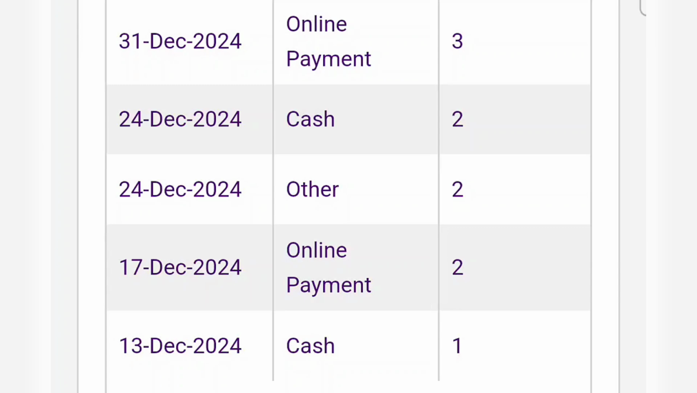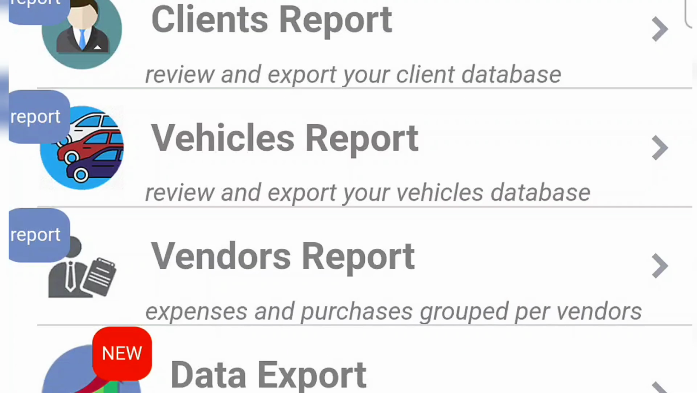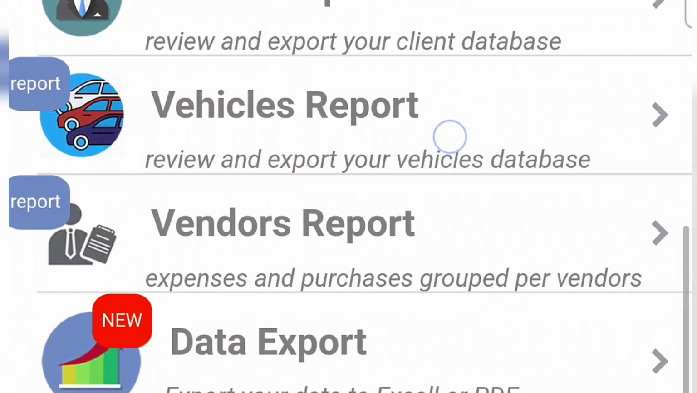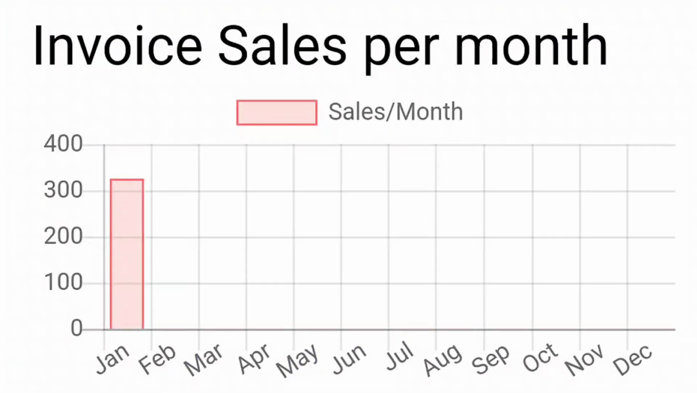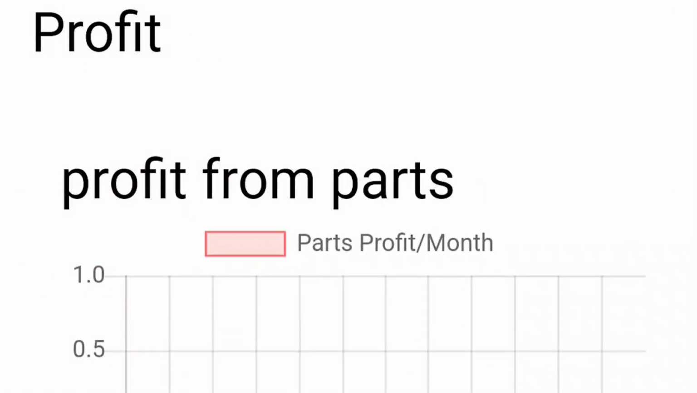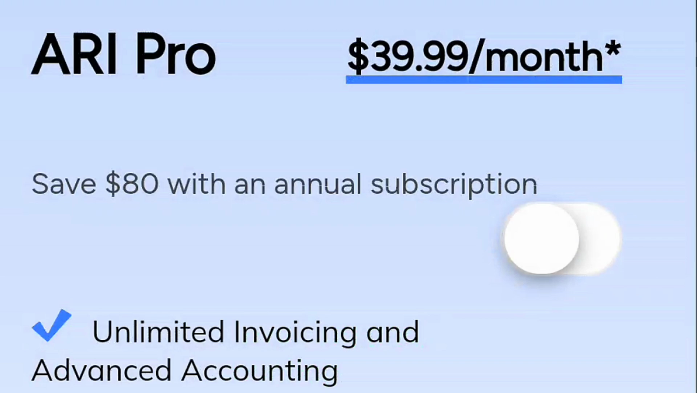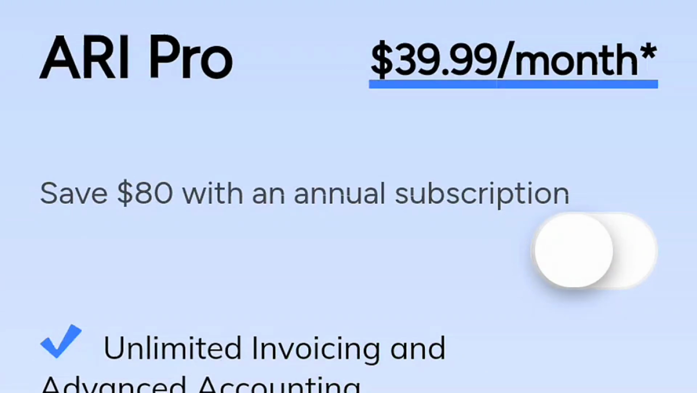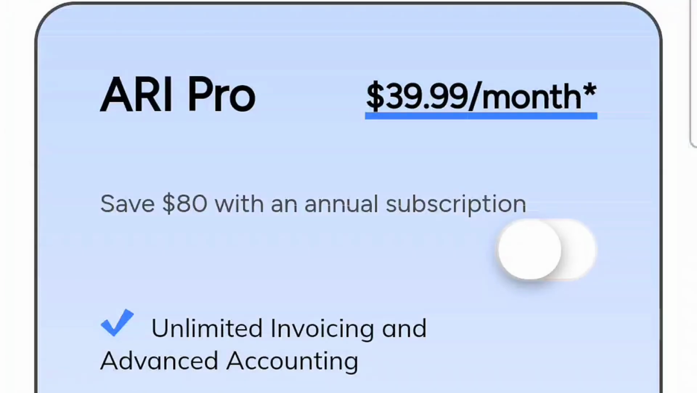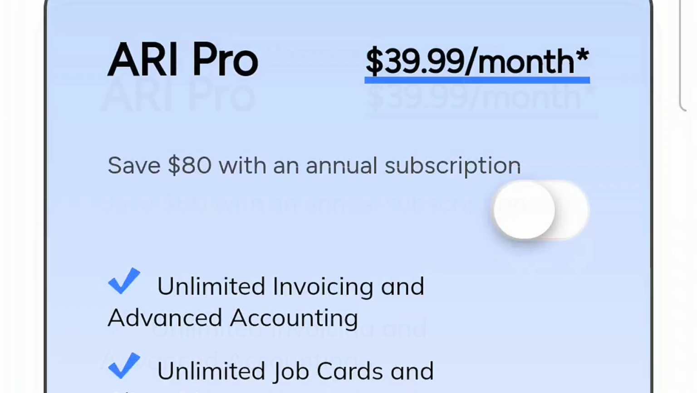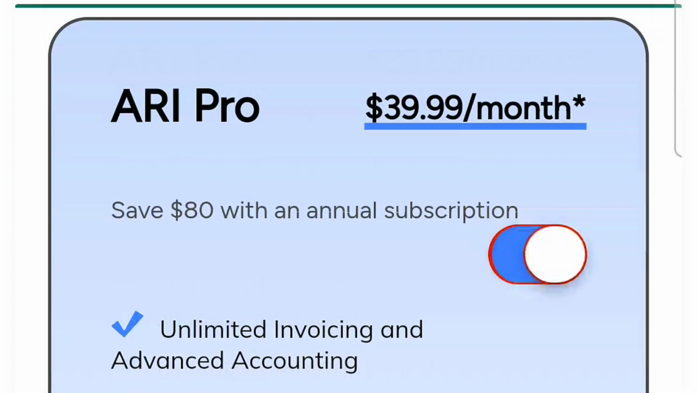This has everything, right? Look, it even shows you I had 3 online payments, 2 cash, 2 other. Clients reports, vendors report, all kinds of stuff, man. Stats, graph stats, invoice sales per month, how much profit from labor. It keeps track of all this stuff. And I'm showing you right here how much it is. ARI Pro, $39.90 a month, right? Or you can save $80 with an annual subscription. You click on that, it's $400 for the year.